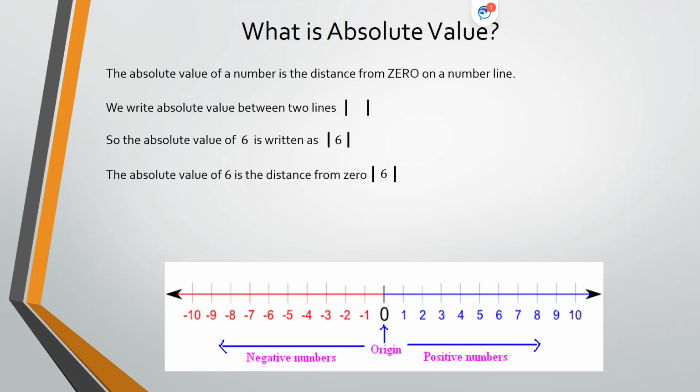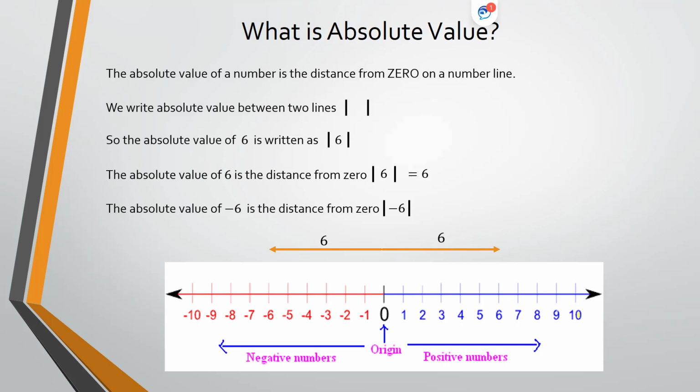So let's have a look at the absolute value of 6 on the number line. What is the distance from 0 to 6? Going to the right, it is 6 units. So the absolute value of 6 is 6. Now let's have a look at the absolute value of negative 6. From 0, the distance again is 6 units to the left. So the absolute value of negative 6 is again 6.